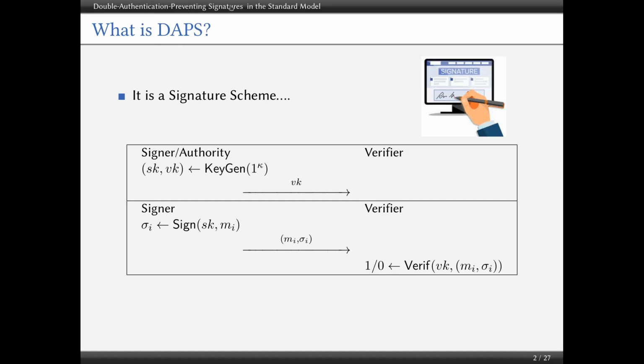What is DAPS? It's a kind of signature scheme, which means that it can guarantee the authenticity and the integrity of the message, and it works like this. Once the keys are generated, the signer can sign messages and the verification can be done only by knowing the verification key.